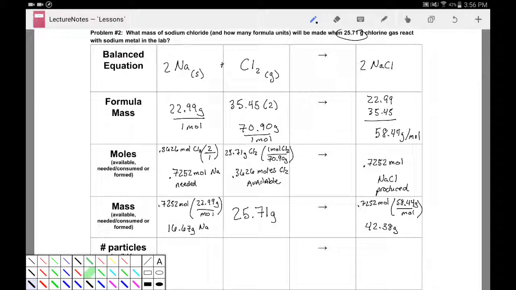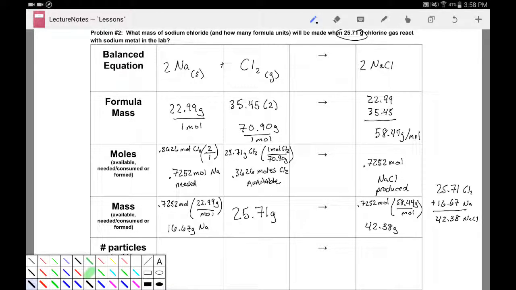If we check our work, we can find that 25.71 grams of chlorine in our reactants added to the 16.67 grams of sodium comes out to the same 42.38 grams of sodium chloride, showing that the law of conservation of mass again holds up here. It's a good way for us to check our work.